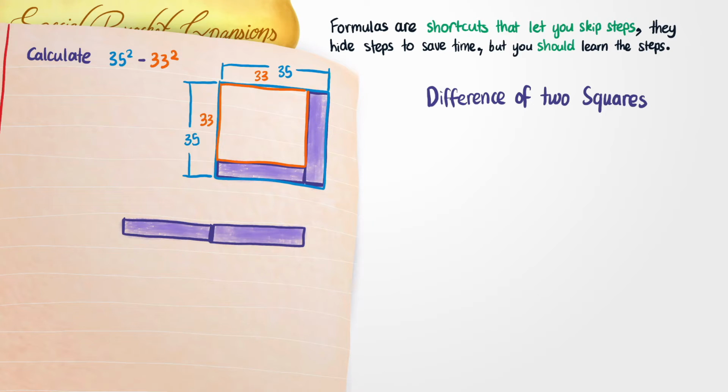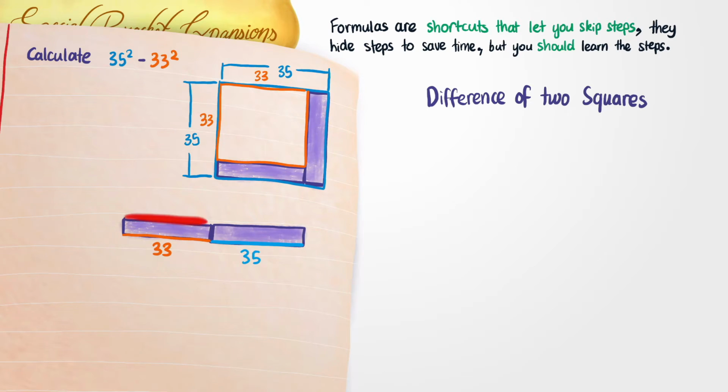Now, I hope you were paying attention. I copied this shape over here, and then I copied this shape over here and also rotated it. Since this length is 33, then this length is still 33. Since this length is 35, then this length must also be 35.